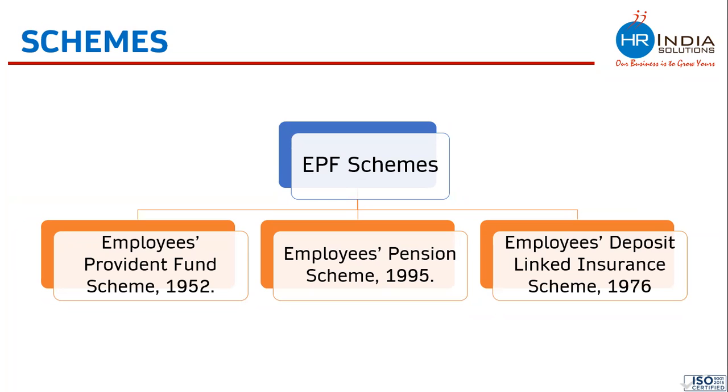The three important schemes or benefits are, first, the Employees Provident Fund, 1952. The act started from this benefit, which primarily deals with saving. Second is the Employees Pension Scheme, which came into force in 1995. This deals with providing pension post-retirement. And third is Employees Deposit Linked Insurance, which is a life insurance sort of thing. And we will discuss what all benefits come under these three schemes.